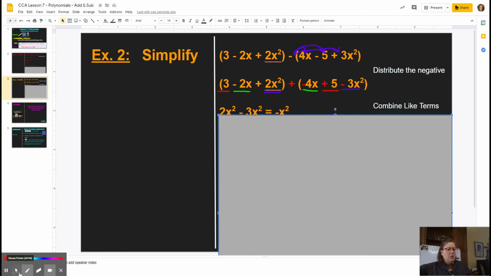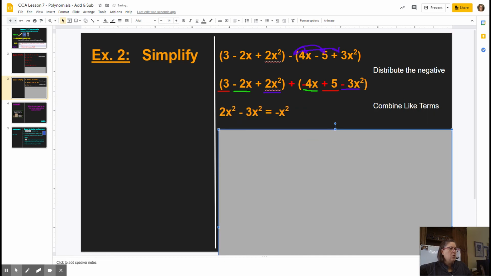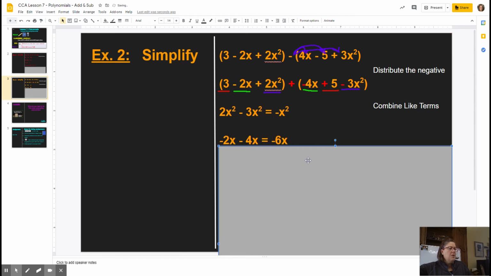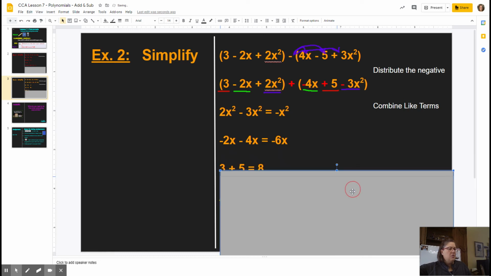Okay, so I'm going to do the same thing that I did in the last one, is I'm just going to take each of those matching parts, those like terms, and do the math, simplify those expressions. So 2x squared minus 3x squared is negative, remember there's an imaginary 1, so negative x squared. Then I'm going to do negative 2x minus 4x, which is negative 6x. And then I've got 3 plus 5, which is 8.